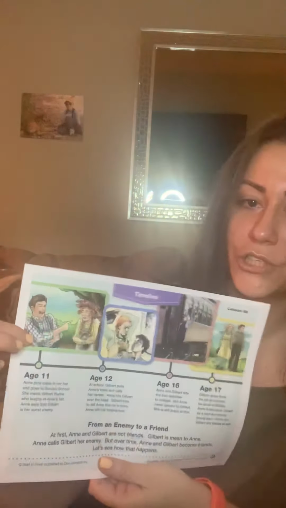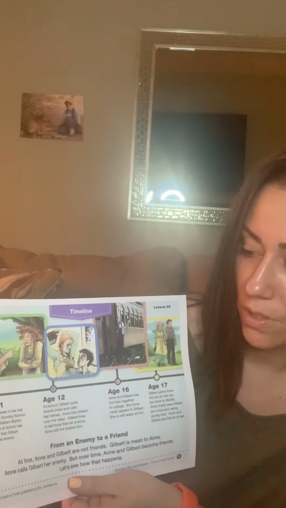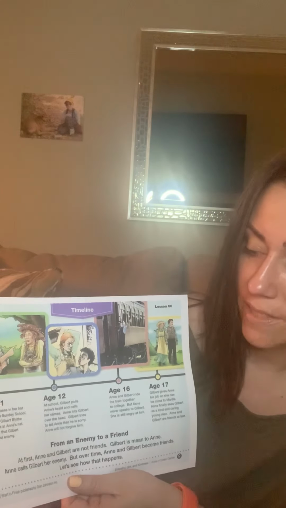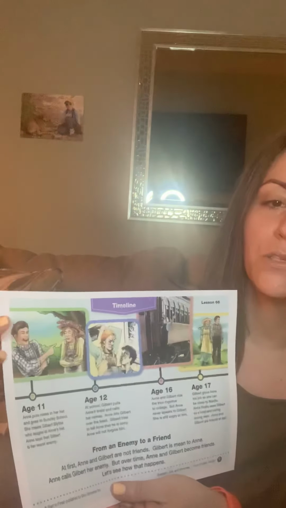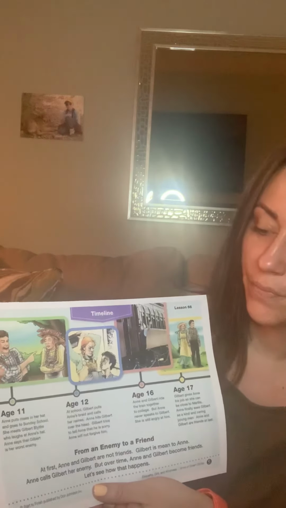All right, first event on the timeline is right here, age 11. Anne puts roses in her hat and goes to Sunday school. She meets Gilbert Blythe, who laughs at Anne's hat. Anne says that Gilbert is her worst enemy. You guys remember that from the beginning of the book, right?